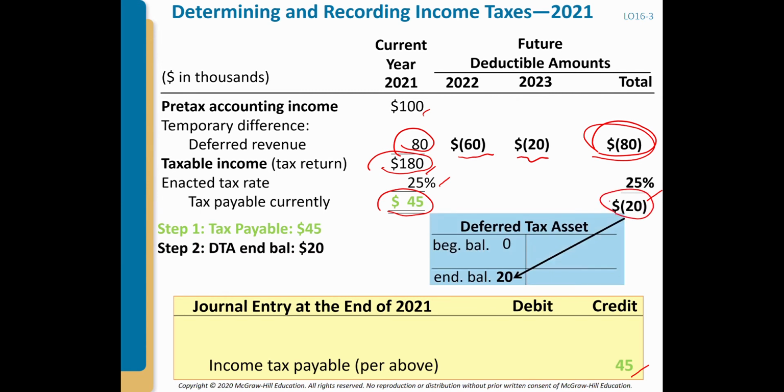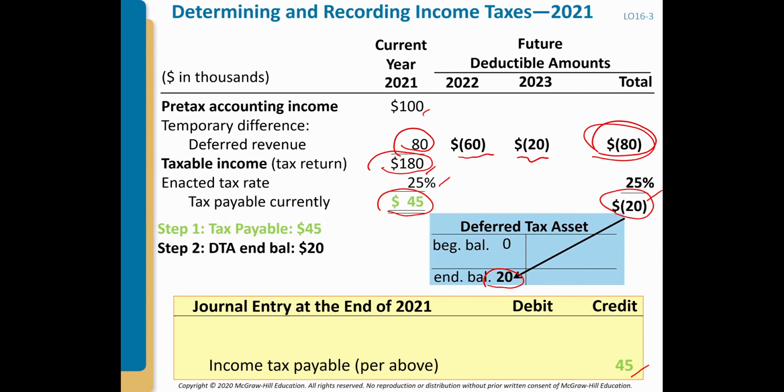20 should be the total future benefits, which is one of the assets. We call it deferred tax assets. So the deferred tax assets balance should be 20 at the end of 2021. So deferred tax asset should have $20,000, the balance.